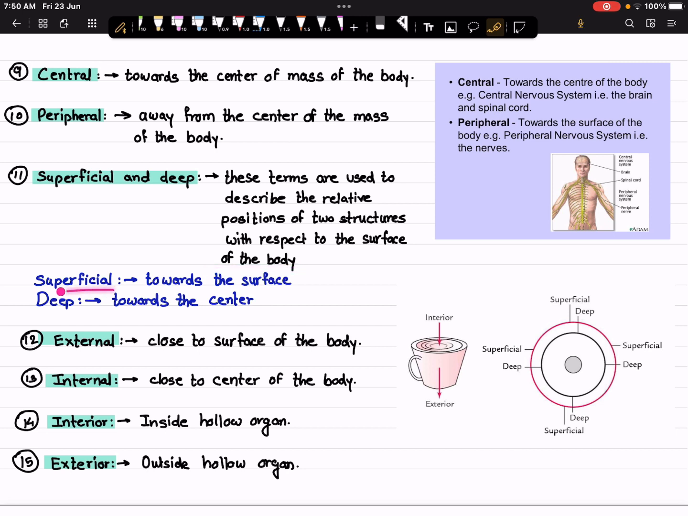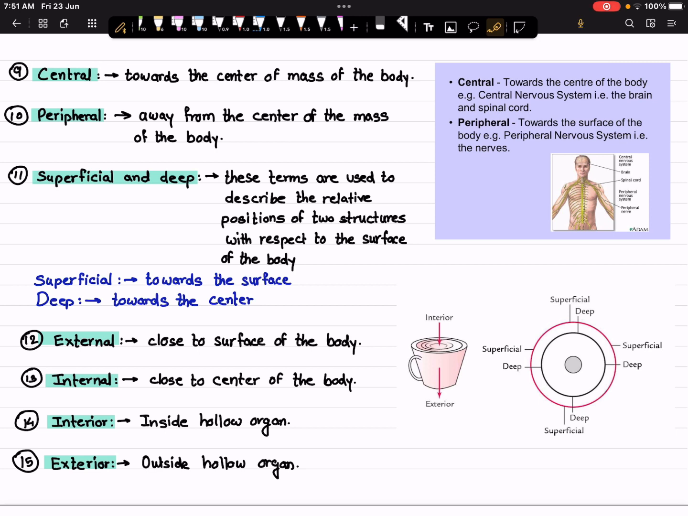Like for example, superficial is towards the surface and deep is towards the center. Example, skin is a superficial structure and our internal organs are deep structures. Simple, because skin is placed on the surface of the body and internal structures are placed more towards the center of the body.